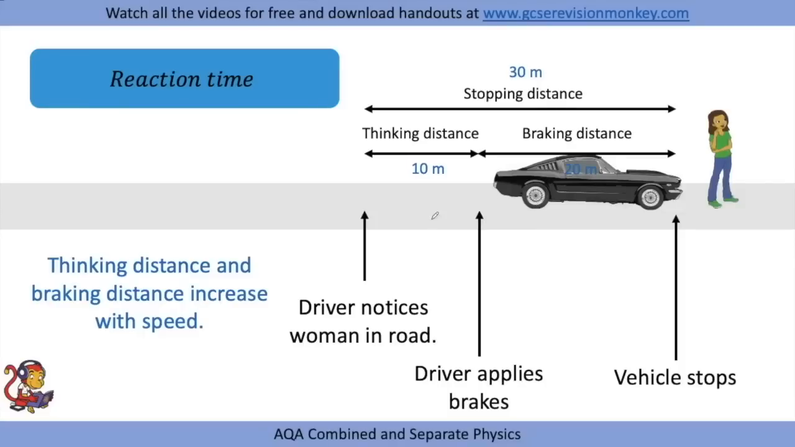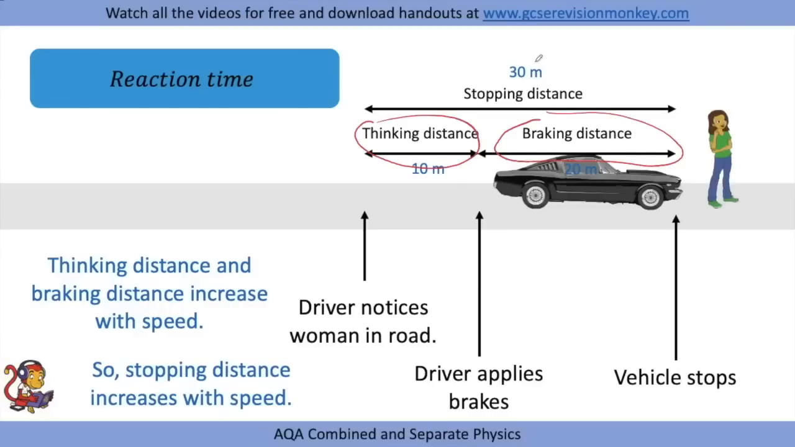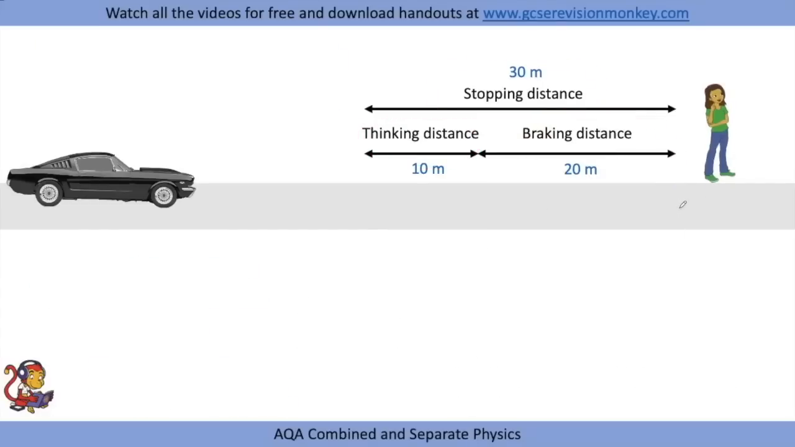Thinking distance and braking distance both increase with speed, so both of these sections here are going to get longer the faster you are going. And therefore stopping distance in total increases with speed, hence why you have lower speed limits in areas where there are more pedestrians. Certain things can affect thinking distance, including tiredness, that will increase the thinking distance.